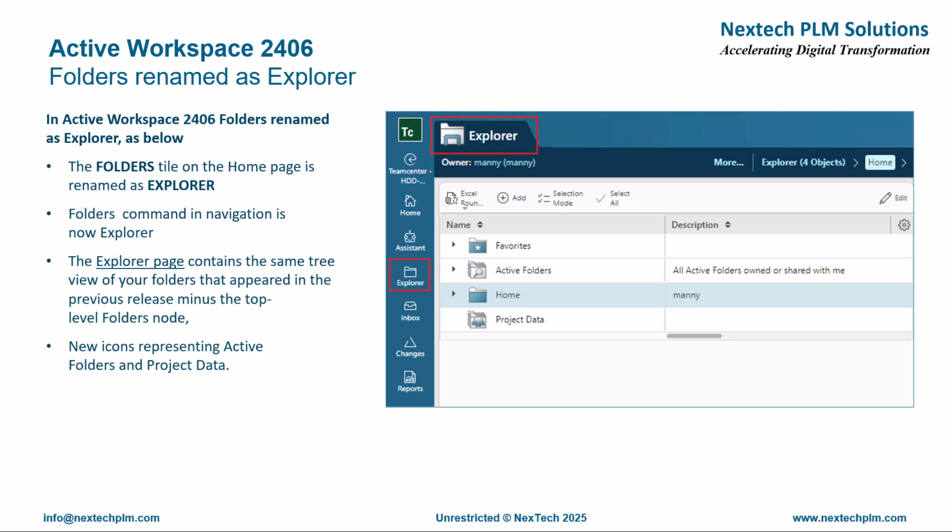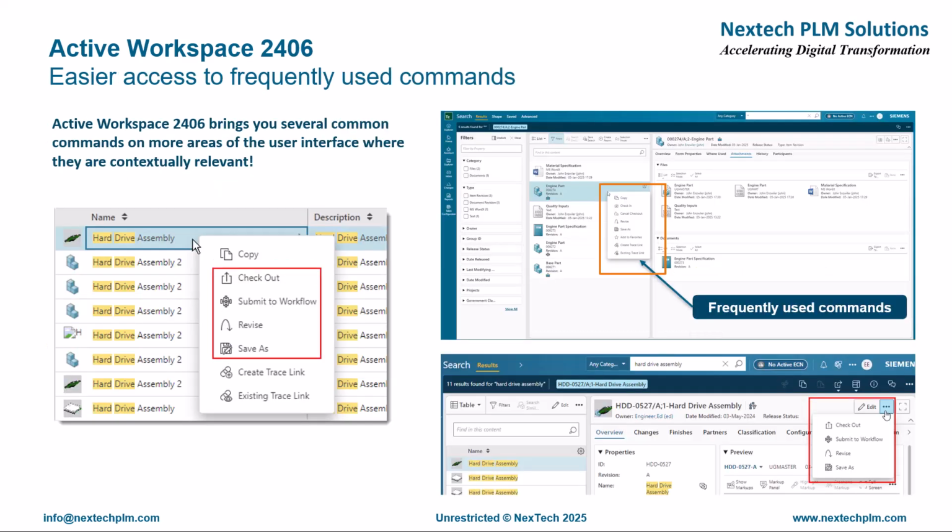Similarly, Active Workspace 2406 has renamed the Folders tile to Explorer, where the Explorer page contains the same tree view of your folders that appeared in the previous release, minus the top-level Folders node. This improves the overall data organization. On a similar line, to give you easier access to frequently used commands, Active Workspace 2406 brings several common commands to more areas of the user interface, where they are contextually relevant.